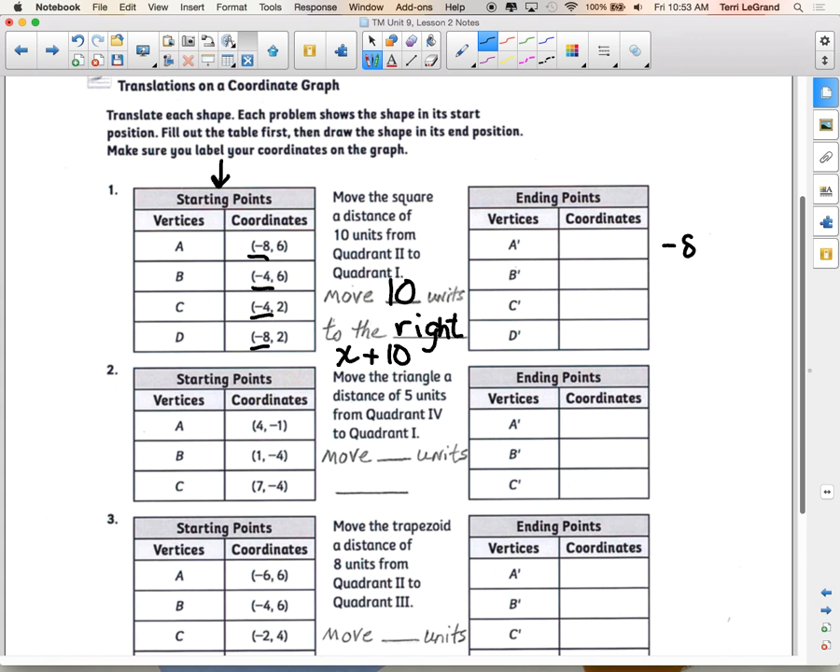Let's do this. The x value is -8. We need to add 10 to that. What is -8 plus 10? -2 or +2? +2. So our new x value is going to be 2. And when we move to the right, does the y change? Do we go up or down? Nope, so the y is going to stay 6.